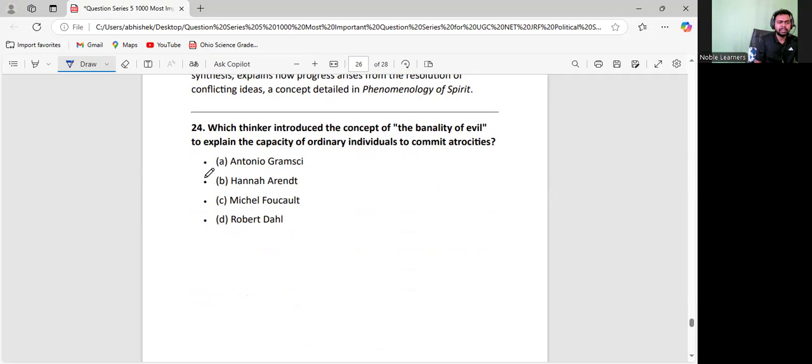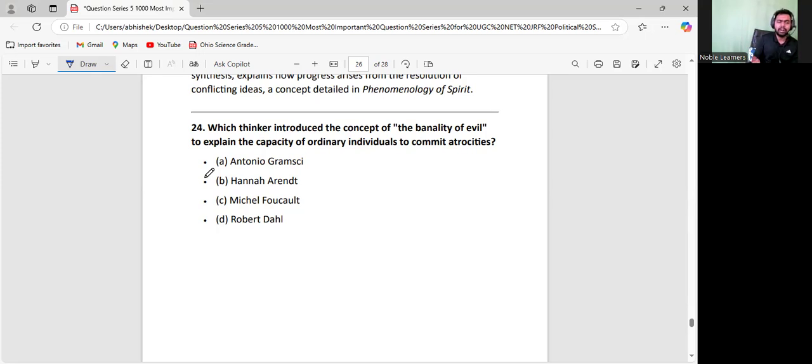This concept was given by Hannah Arendt, and this is a very important concept. In this concept, she explained how an ordinary person, a common man, can commit a lot of atrocity and can commit a crime like the Holocaust. The Holocaust was under the leadership of Hitler. But the people who were doing this were really innocent before. They were not like that. They were not brutish and they were not cruel. But how did they become cruel?